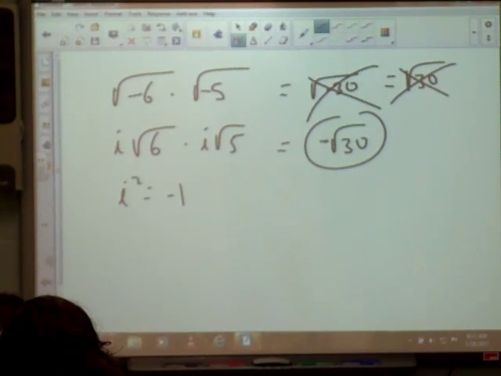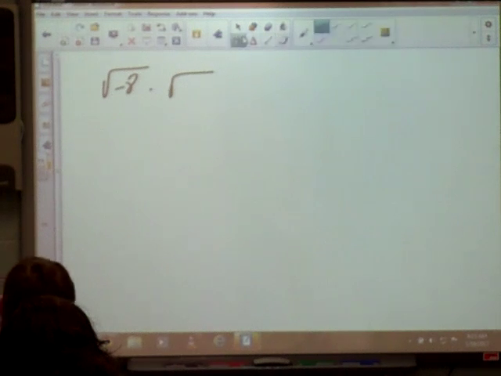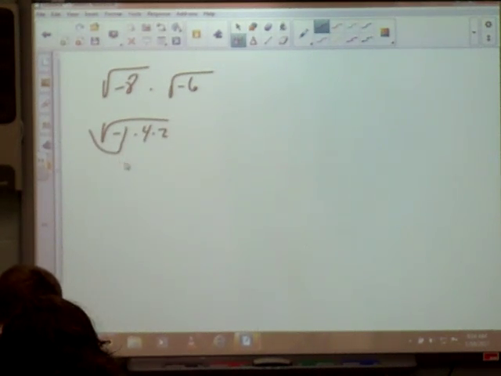Okay, so let's look. Got the square root of -8 times the square root of -6. We need to do the same thing. We need to take the i's out, but one of those can break down. What's 8 with a perfect square? 4 and 2, very good. So that's going to mean an i. The square root of 4 is 2. So that'll be 2i square root of 2.